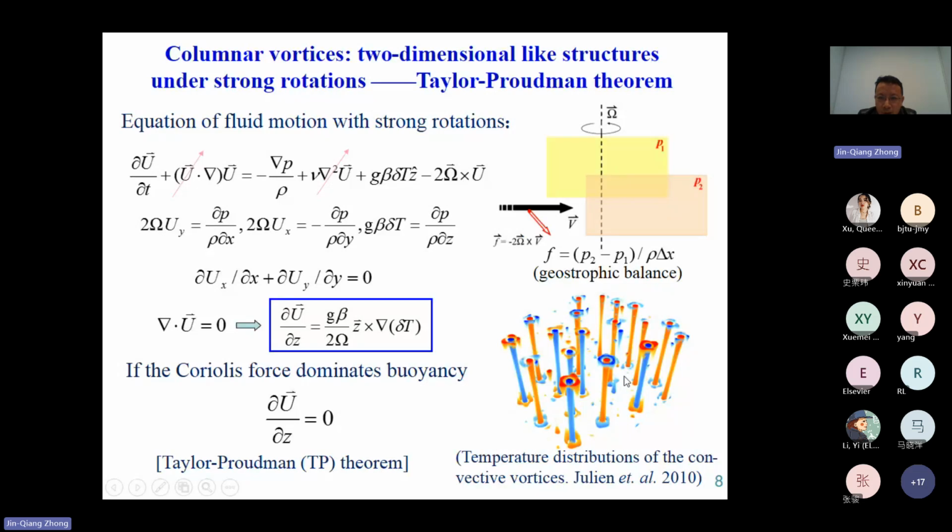But the question we pursue here is: what are the dynamics of these columnar vortices? How does their translational velocity depend on rotation and buoyancy? These are fundamental questions of research interest.